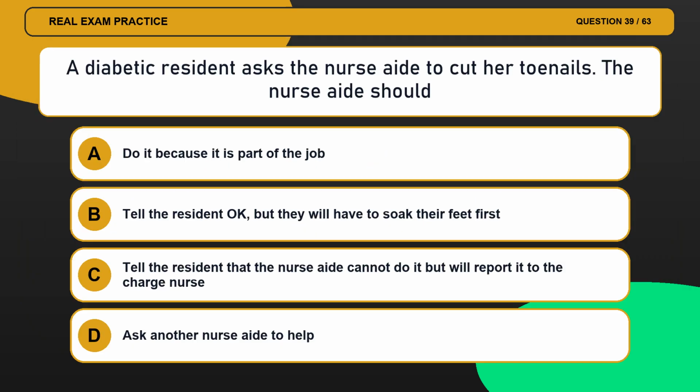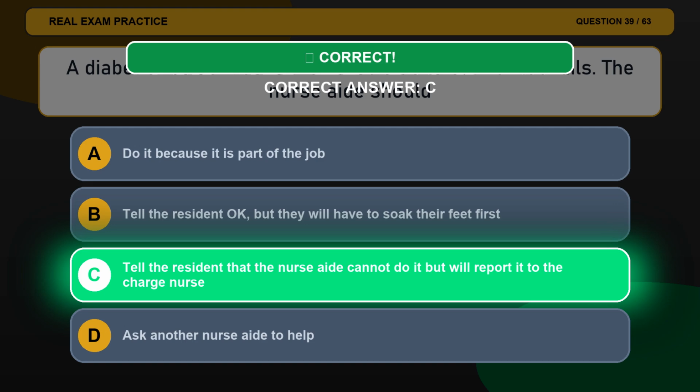Question 39. A diabetic resident asks the nurse aide to cut her toenails. The nurse aide should option A, do it because it is part of the job, option B, tell the resident okay, but they will have to soak their feet first, option C, tell the resident that the nurse aide cannot do it but will report it to the charge nurse, option D, ask another nurse aide to help. The correct answer is option C, tell the resident that the nurse aide cannot do it but will report it to the charge nurse.